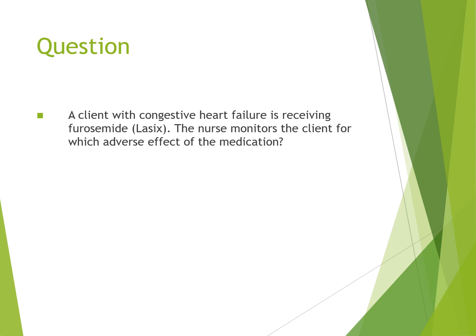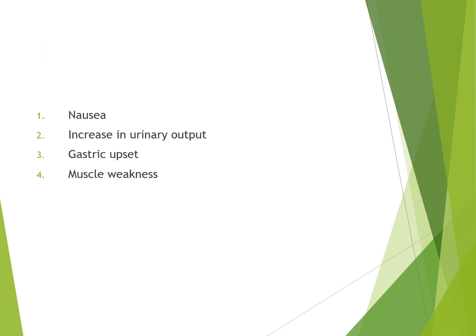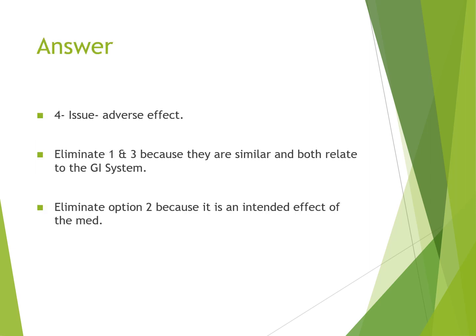A client with congestive heart failure is receiving furosemide, Lasix, right? One of your favorites. The nurse monitors the client for which adverse effect of the medication. So let's see if you know the adverse effects of this common loop diuretic. Is it nausea, increase in urine output, gastric upset, or muscle weakness? You got it. Adverse effect, right, is muscle weakness, right?